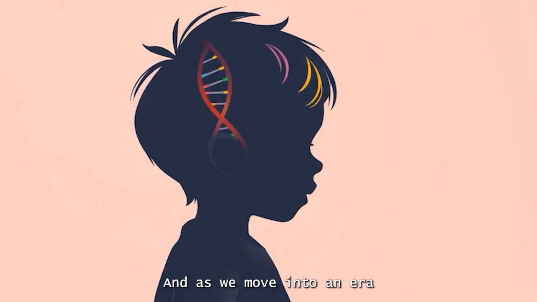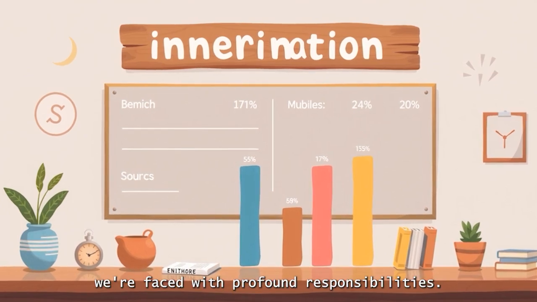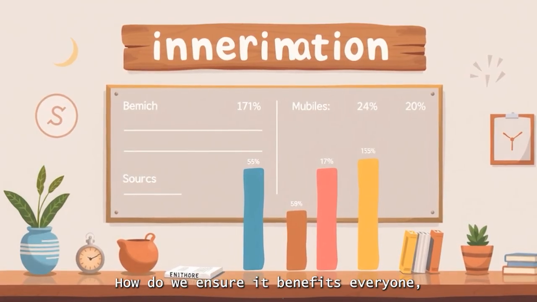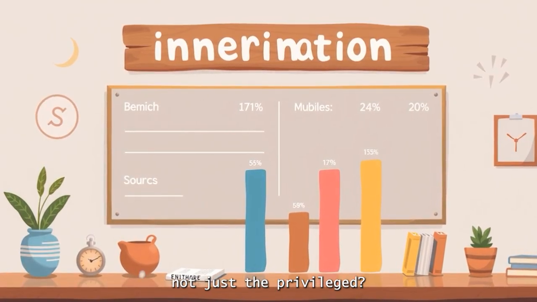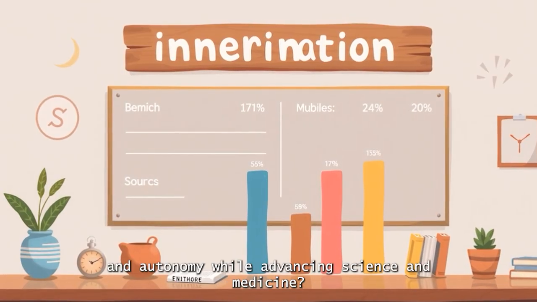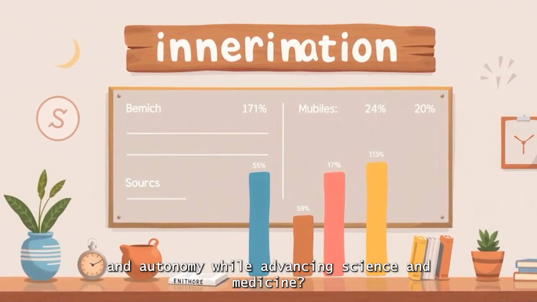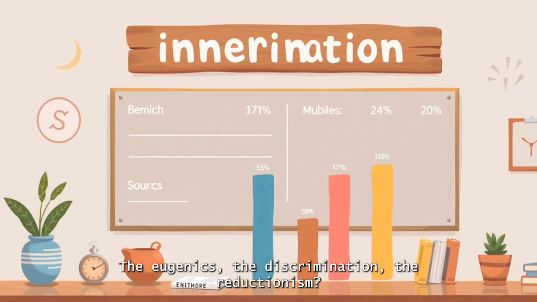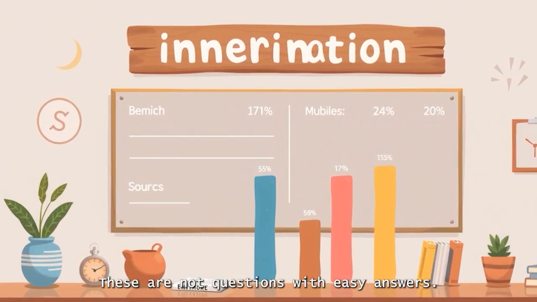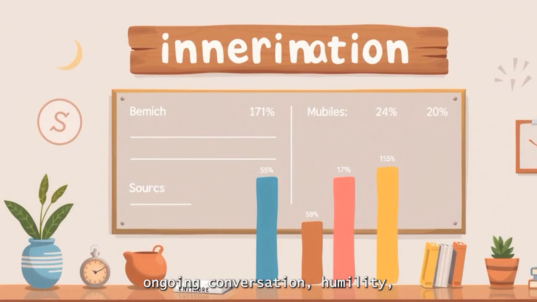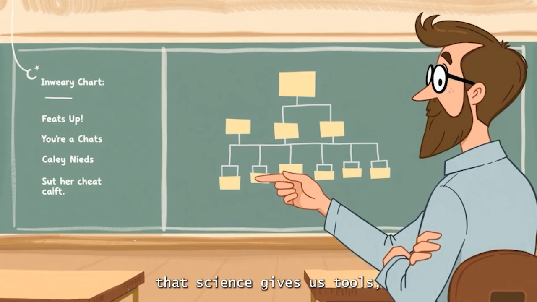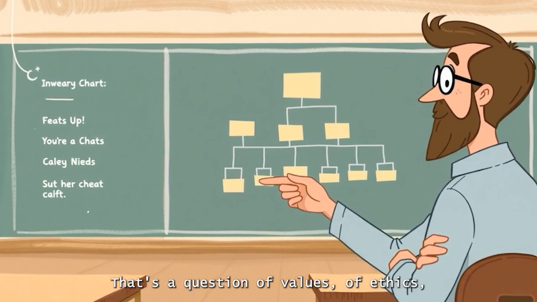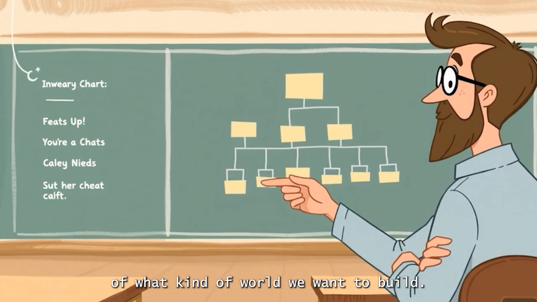And as we move into an era where we can read and edit that code, we're faced with profound responsibilities. How do we use this knowledge wisely? How do we ensure it benefits everyone, not just the privileged? How do we protect privacy and autonomy while advancing science and medicine? How do we avoid the mistakes of the past, the eugenics, the discrimination, the reductionism? These are not questions with easy answers. They require ongoing conversation, humility, and a willingness to recognize that science gives us tools, but it doesn't tell us how to use them. That's a question of values, of ethics, of what kind of world we want to build.